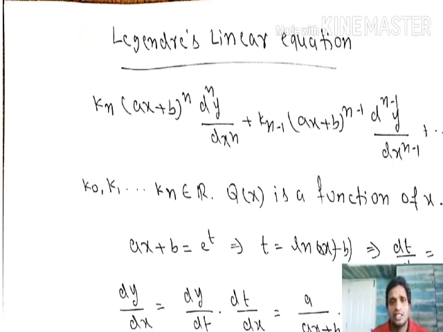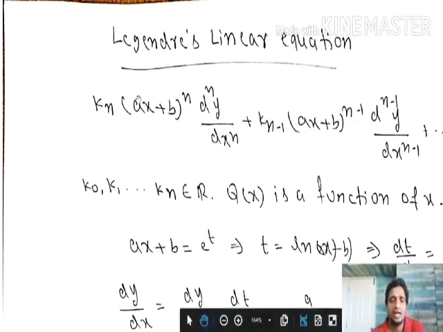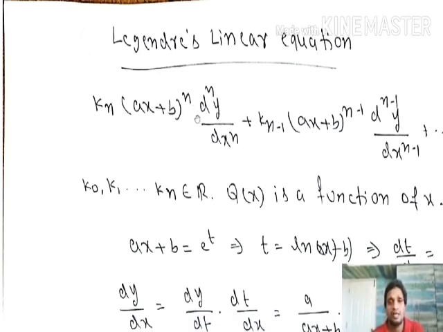Actually, in the last class we learnt about the Cauchy-Euler equation. The Legendre differential equation is the extension of the Cauchy-Euler equation. The equation is k_n (ax+b)^n d^n y/dx^n + k_{n-1} (ax+b)^{n-1} d^{n-1}y/dx^{n-1} + and so on, k_0 y = q(x). Here the k_n are real numbers and q(x) is a function of x. This type of differential equation is called a Legendre linear differential equation.